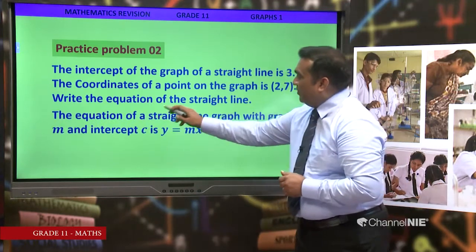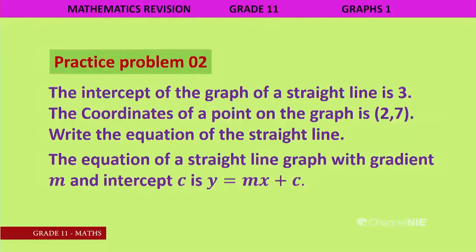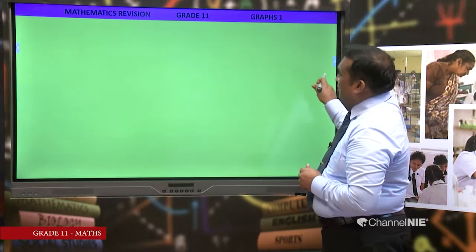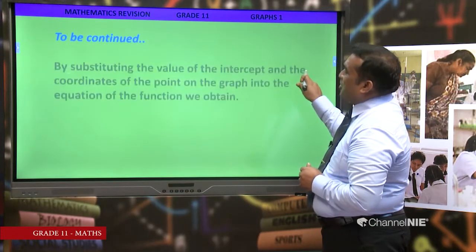The equation of a straight line graph with gradient m and intercept c is y equals mx plus c. Then how to find out the value of m? c is given, that is 3. 2, what is 2? The number after the m, the x coordinate. 7 is y. Then how to manage these values with the standard equation?